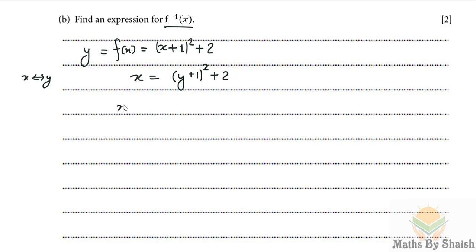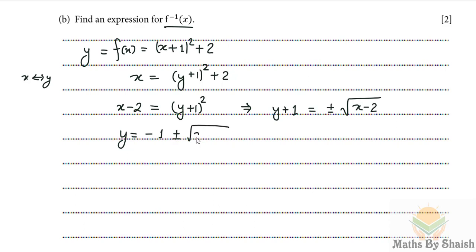So from here we can write x minus 2 equals (y + 1) whole square, or from here we can write y plus 1 as plus minus square root of x minus 2. So we got plus minus both. I'll write y equals, moving plus 1 to that side, minus 1 plus minus square root of x minus 2, and at the last we'll write it as f inverse of x.